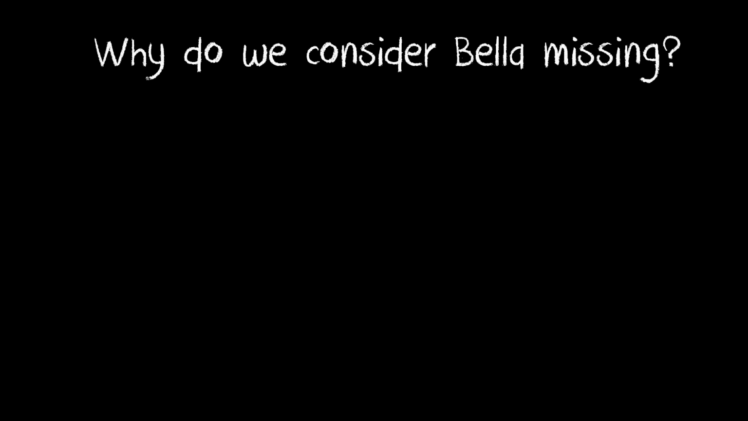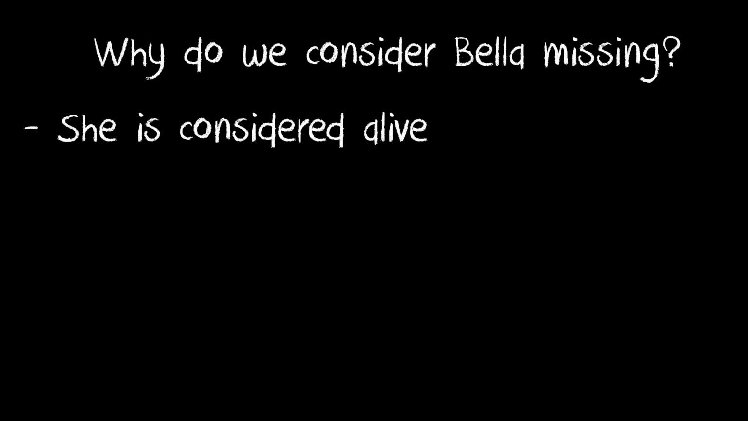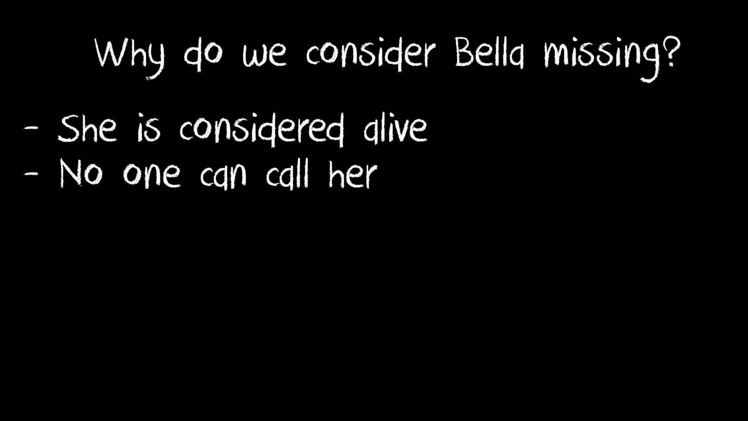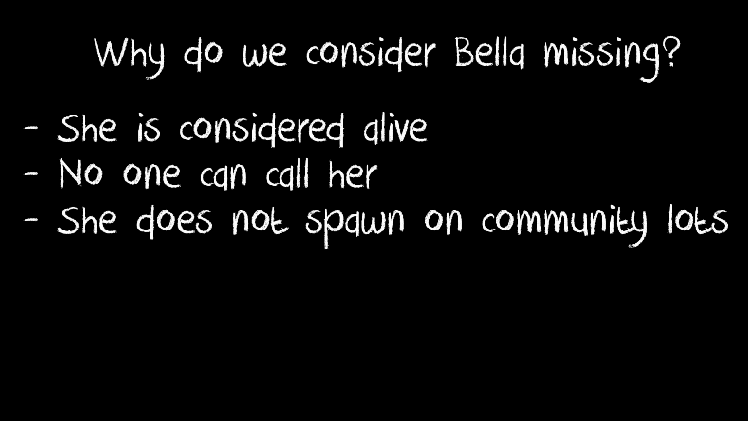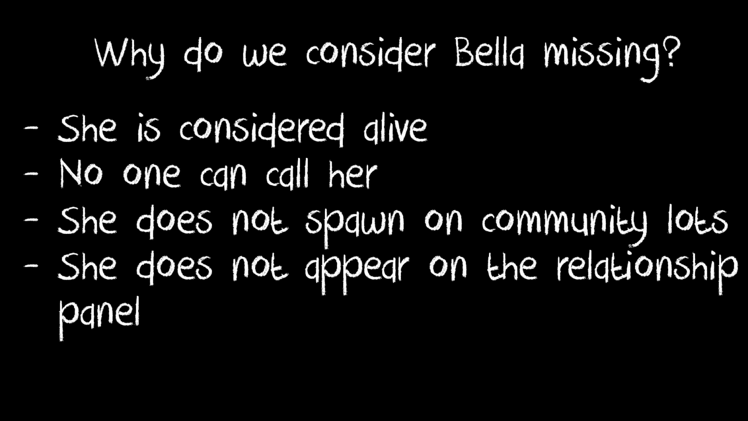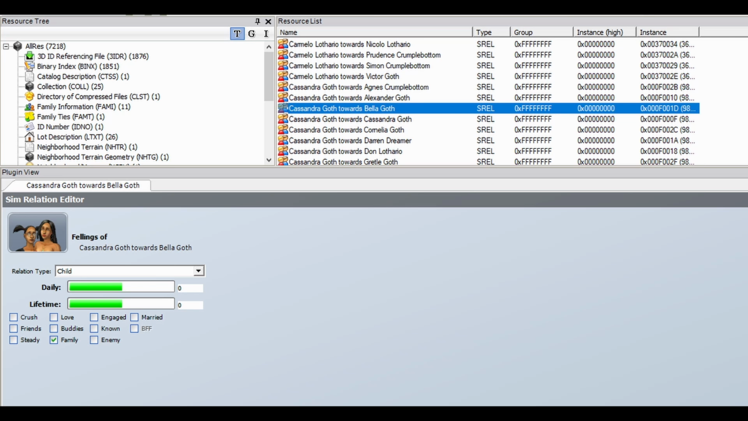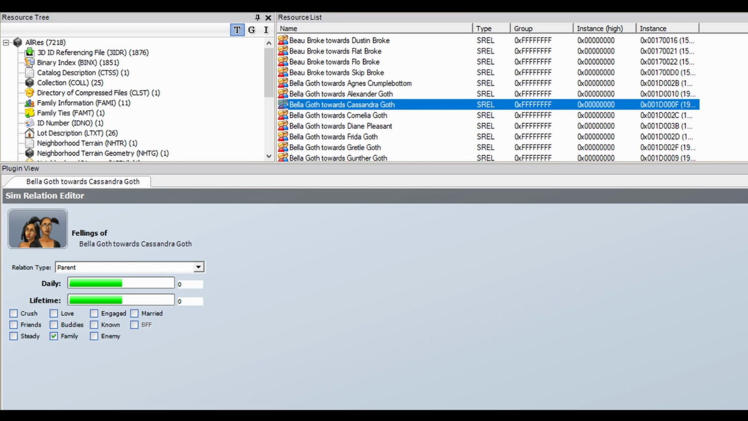From the player's perspective, Bella Goth is missing because she's considered alive, no one can call her, she does not spawn on community lots and she cannot be a passerby, she does not appear on anyone's relationship panel, despite sim relation records existing and being reciprocated.